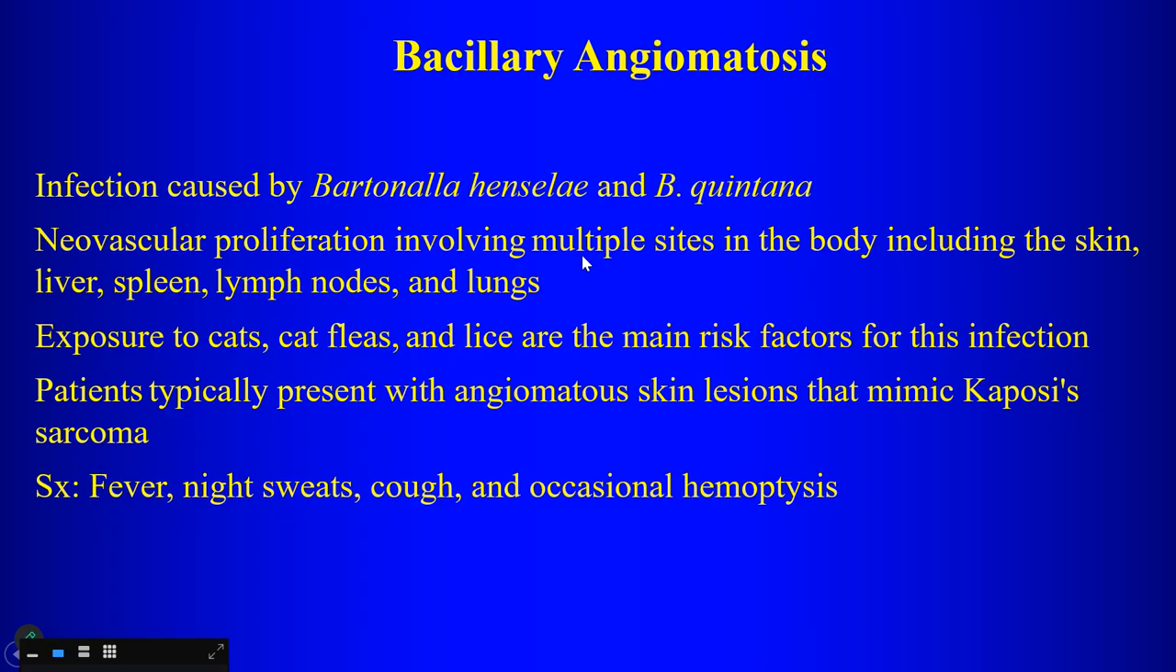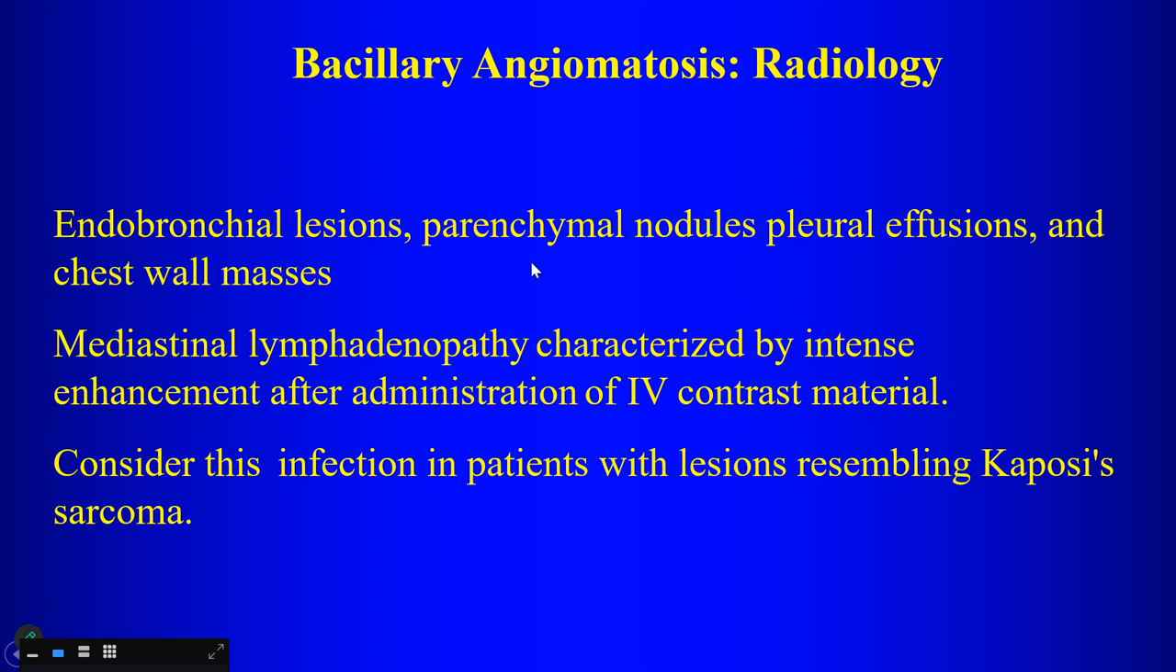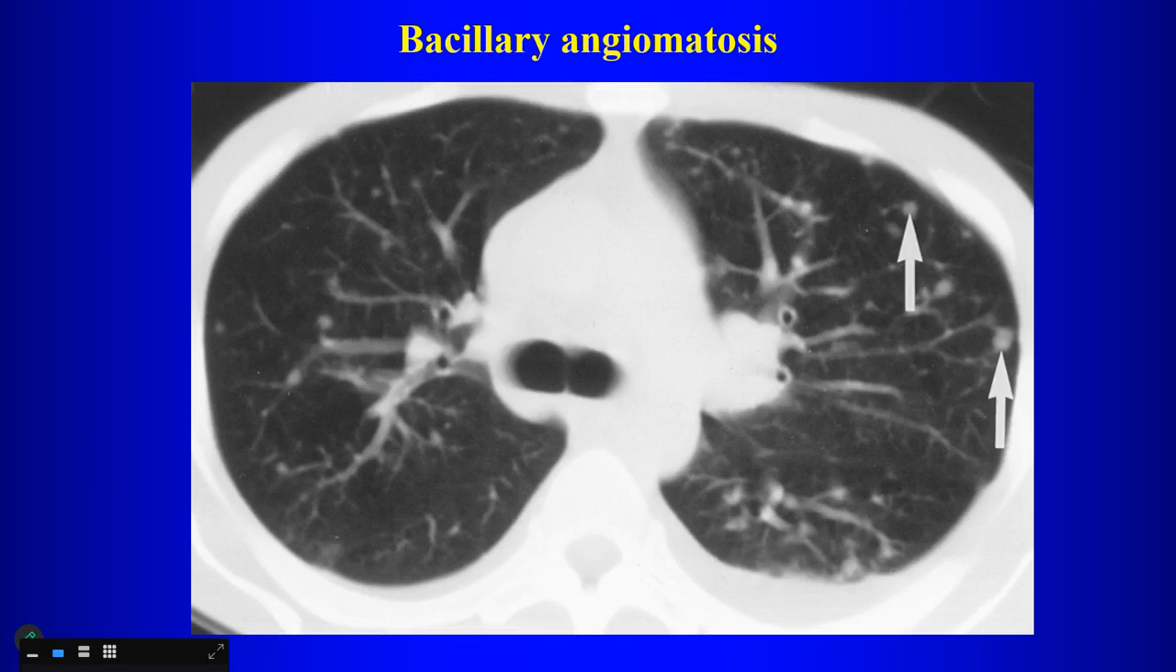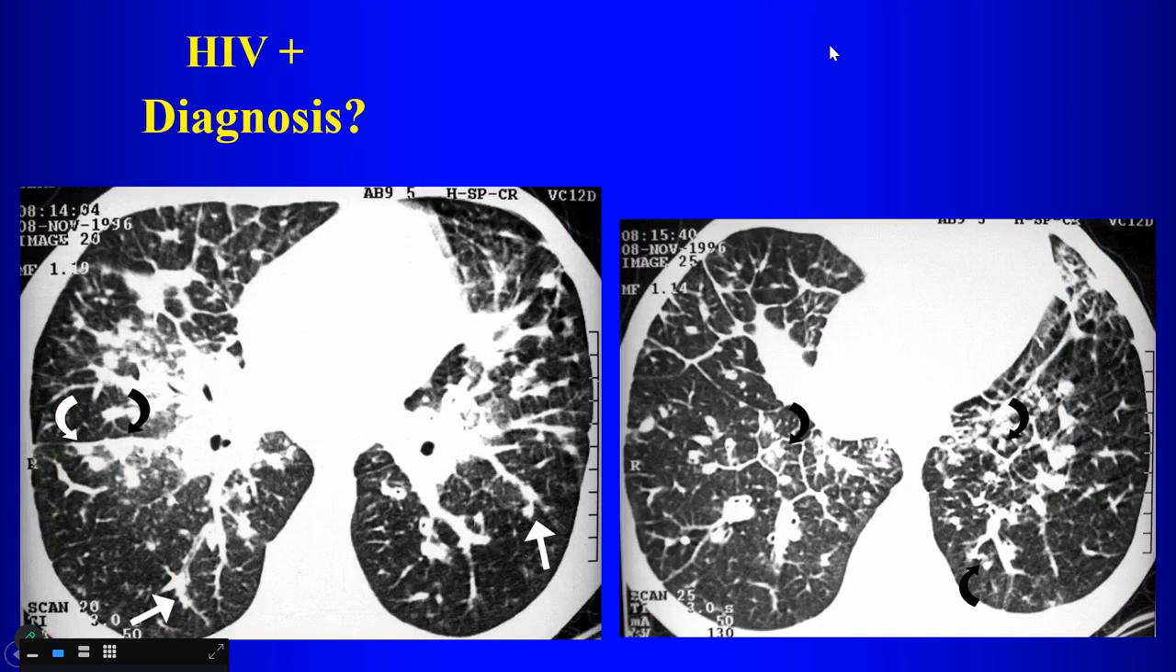Bacillary angiomatosis, unusual infection here. It's cat scratch fever. So these patients can present with skin lesions that mimic Kaposi sarcoma, and they can also have fever, night sweats, cough, occasional hemoptysis. It can mimic Kaposi's with endobronchial lesions, parenchymal nodules, pleural effusions, mediastinal lymphadenopathy. So this is something to consider in patients with skin lesions resembling Kaposi sarcoma. So it can give you nodules like this within the chest, as we see there.